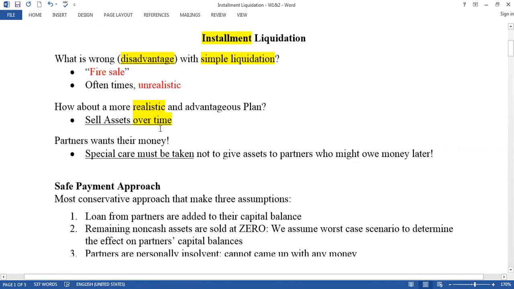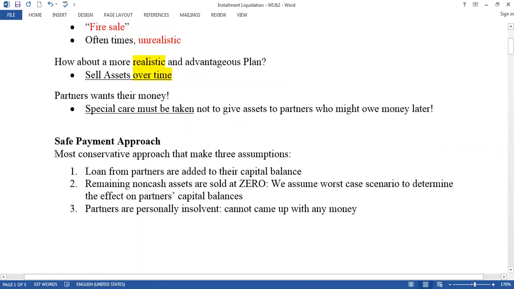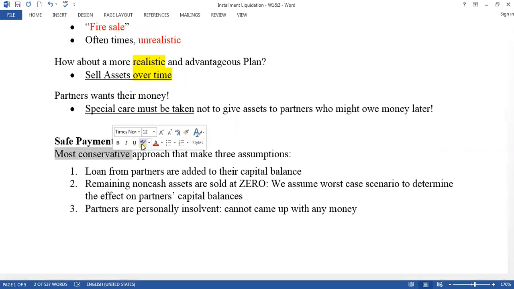Now I said that the installment method is a very conservative method. This is the most conservative method. And what is the first conservative assumption here? Loans from partners are added to their capital balances. Can you remember last class? This is also common with the simple method. So we offset loans with partners.